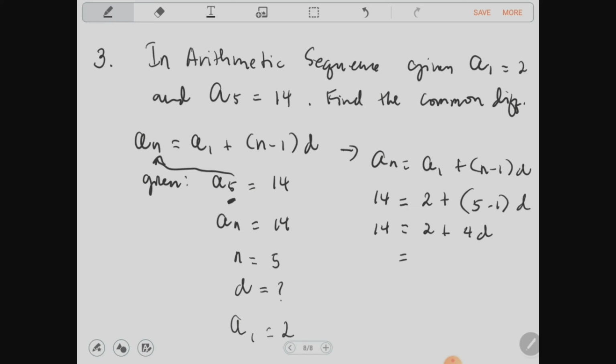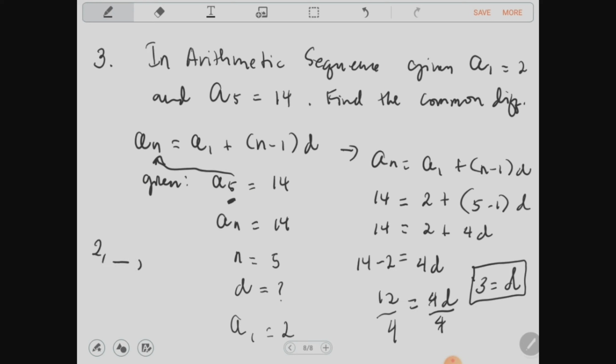This time we have to combine like terms, so we transpose 2 to the other side. It would be 14 minus 2 equals 4D. That would be 12 is equal to 4D. Then we only need the common difference, so we have to eliminate 4 by dividing both sides by 4. So 12 divided by 4 is equal to 3. Therefore, the common difference is equal to 3.